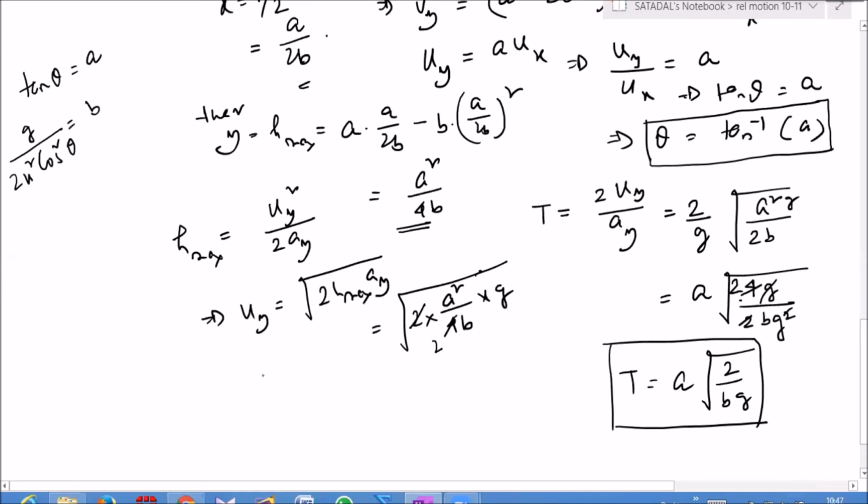This you are getting, no? Yes, sir. Yeah, right. So from here, this is sine theta by cos theta. So I can write cos theta is equal to sine theta by A, right? Not this, sir. I am saying that in the option it is given A by 2B is the range. Then we will substitute the value of A and B from there.